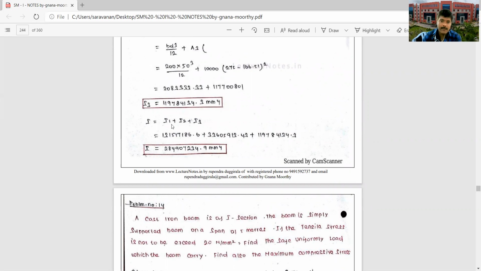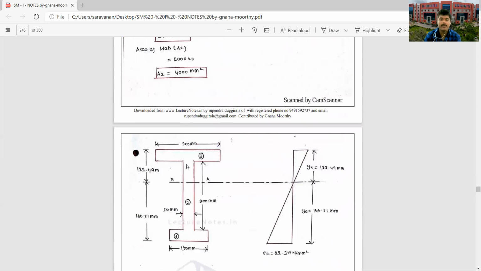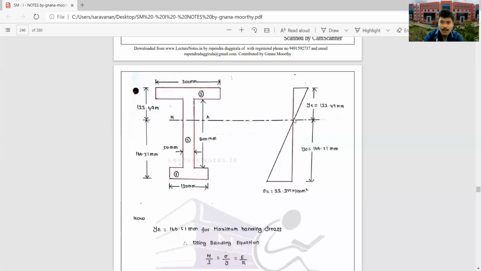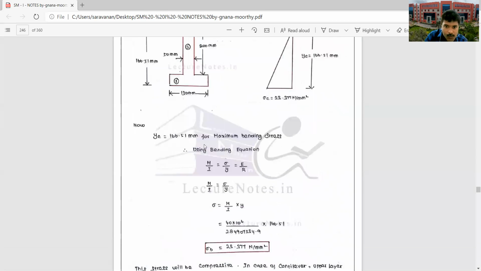Therefore, I is equal to I1 plus I2 plus I3. So you will get the I value, the moment of inertia value. After finding the moment of inertia value, you can see here this is the distance, YT 133, and this YC will be 166.51 mm, for the maximum bending stress at the maximum distance. Using the bending equation M by I equals sigma by y, sigma is equal to M by I into y.